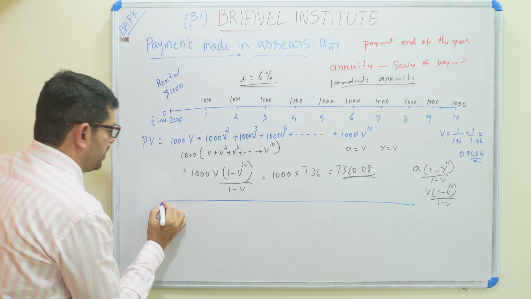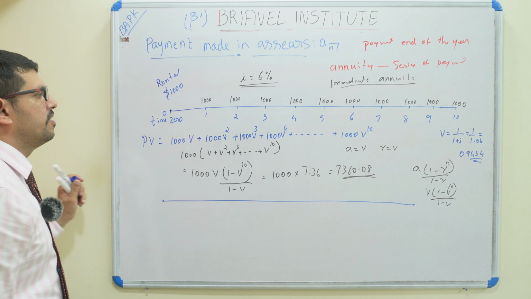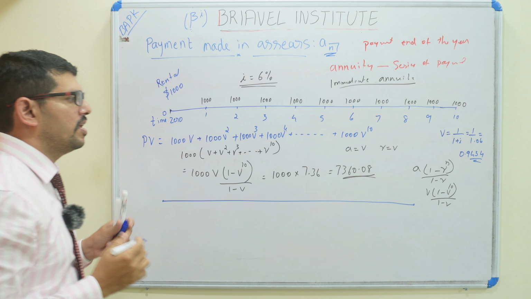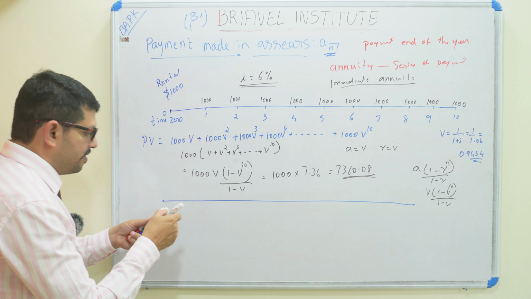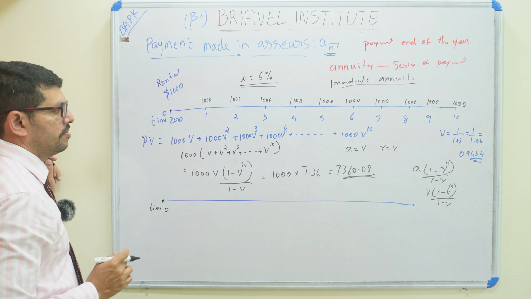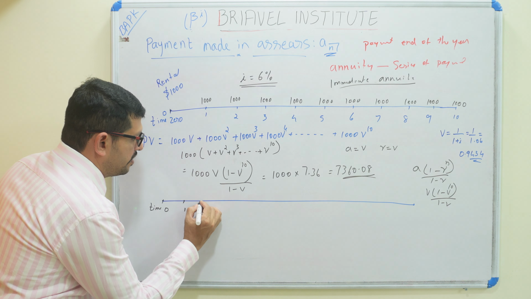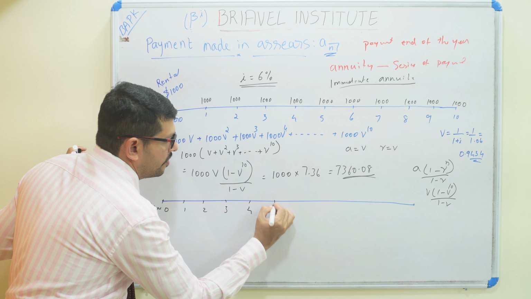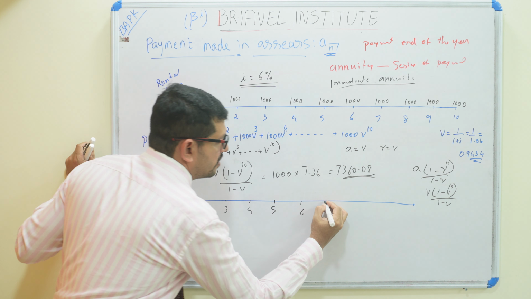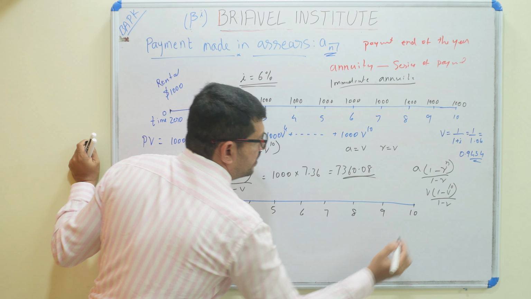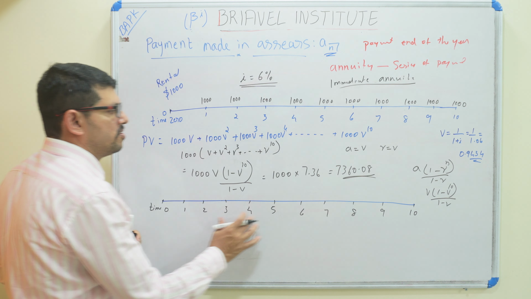So this is a payment. Instead of 1000, I am going to make an equation for a_n. What is the equation for a_n? So I have a series of payments. At time 0, time 1, time 2, time 3, 4, 5, 6, 7, 8, 9, 10. So 10 years are there. I have taken 10 years of time.